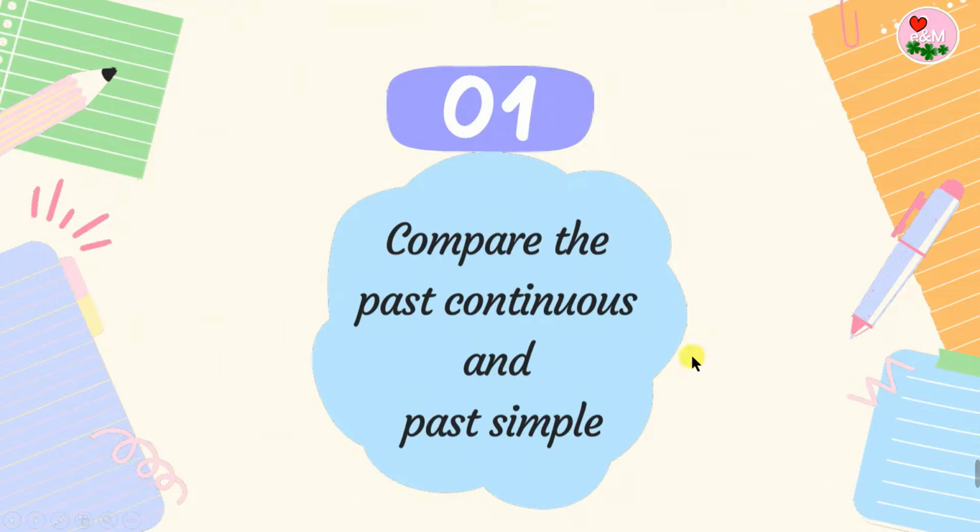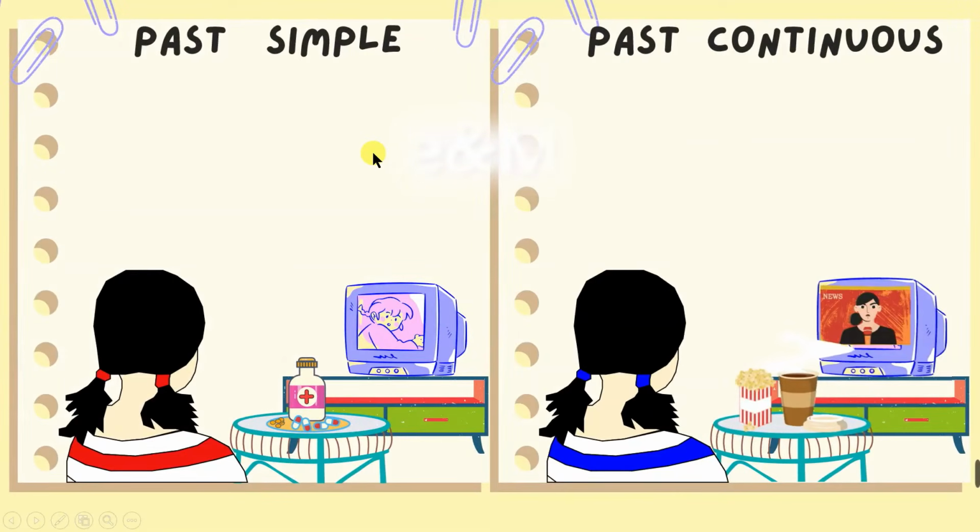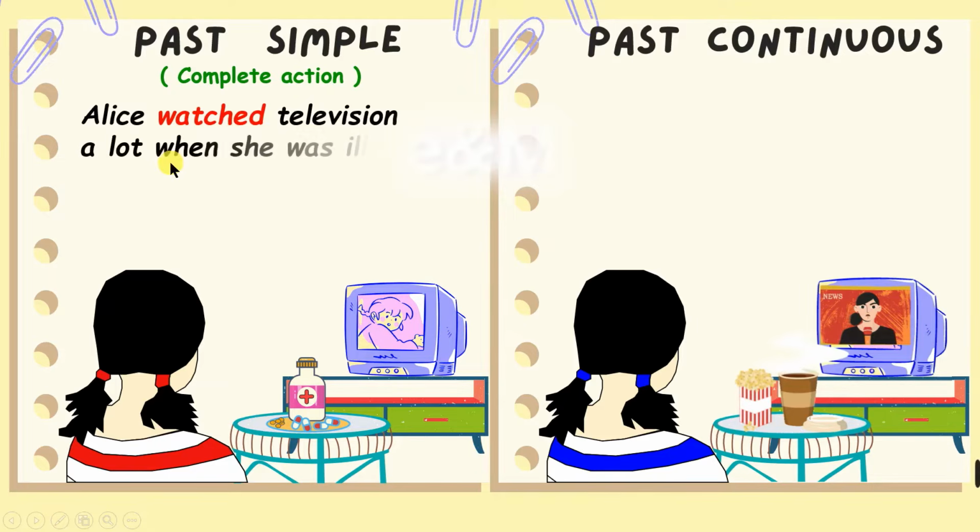Part 1. Comparing the past continuous and past simple. First, here is a quick reminder of the past simple. We use past simple to talk about a complete action, a finished action in the past. For example, Alice watched television a lot when she was ill last year. She watched television is a completed action in the past, so we use past simple. And we had the past simple of the verb watch.